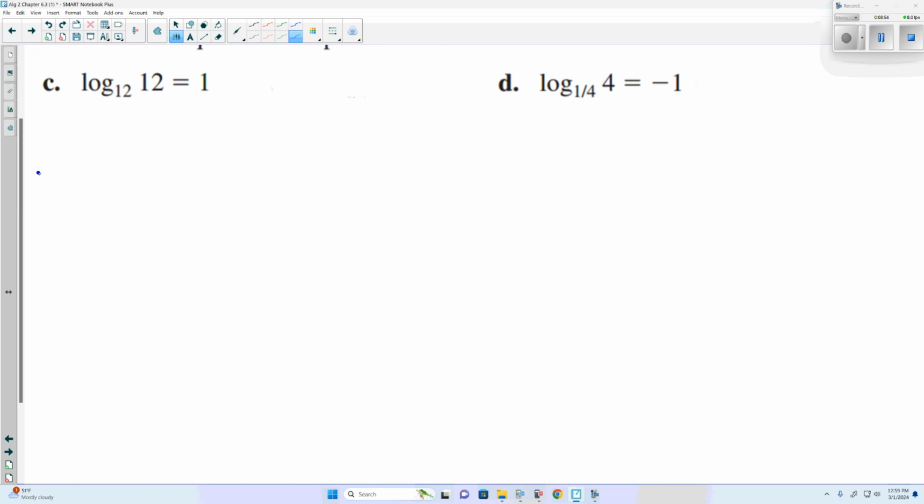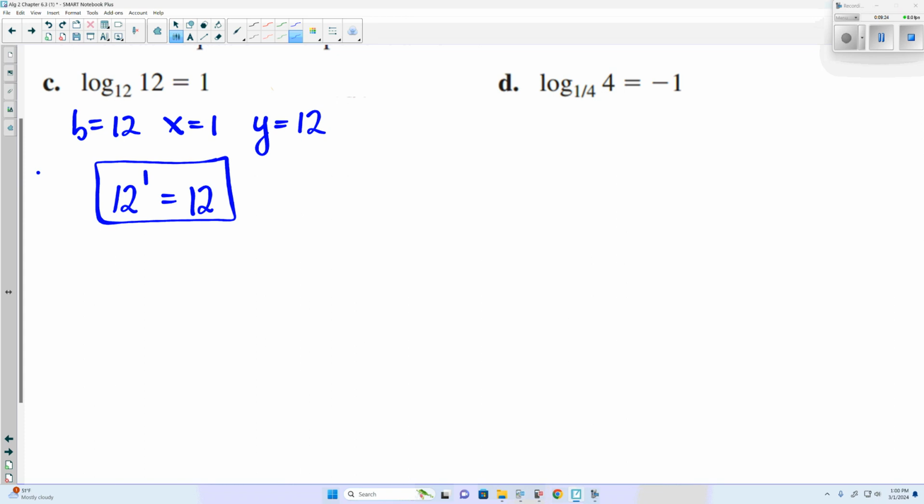Our next one, we have log base 12 of 12 equals 1. B, x, y. So our base is indeed 12, our x is 1, and our y is 12. So our b to the x equals y. Well, b is 12, to the first equals 12. 12 to the first is equal to 12. Questions on this here?